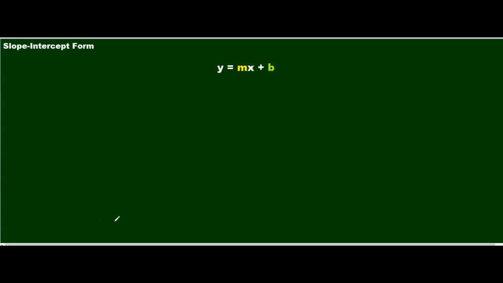Today I'm going to talk about the slope-intercept form. What is the slope-intercept form? It is basically an equation in the form of y equals mx plus b. And the slope would be m, and your b is your y-intercept.